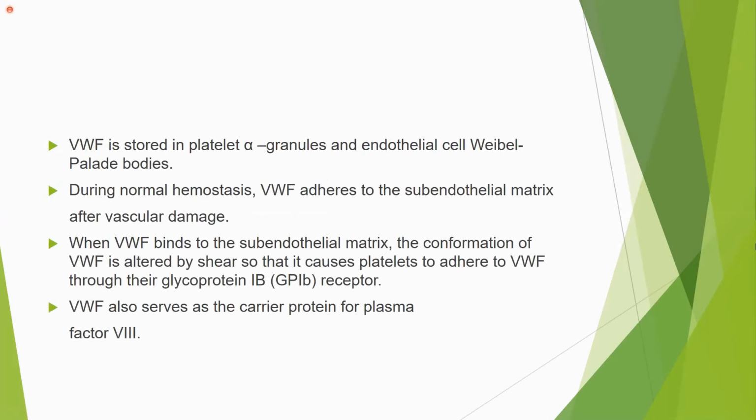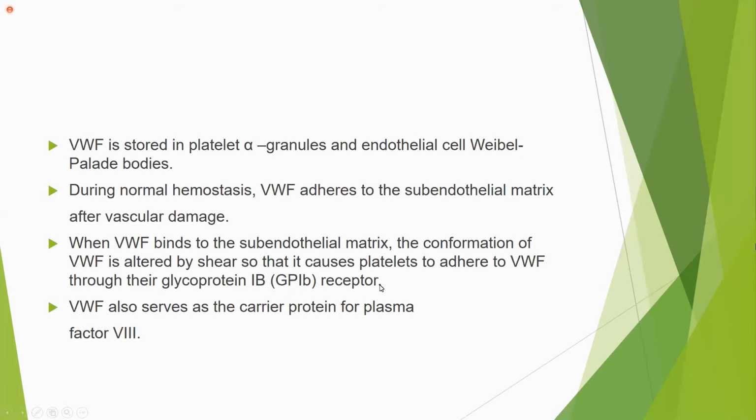The von Willebrand factor is stored in the platelet alpha granules and endothelial cell Weibel-Palade bodies during normal hemostasis. As I already mentioned, the von Willebrand factor adheres to the subendothelial matrix after vascular damage, and when it binds to the subendothelial matrix, its conformation is altered by shear so that it causes the platelets to adhere to the von Willebrand factor through the glycoprotein 1b receptor. Now, one thing I mention here is that deficiency of this glycoprotein 1b receptor again leads to a platelet function disorder, which we'll discuss later on.